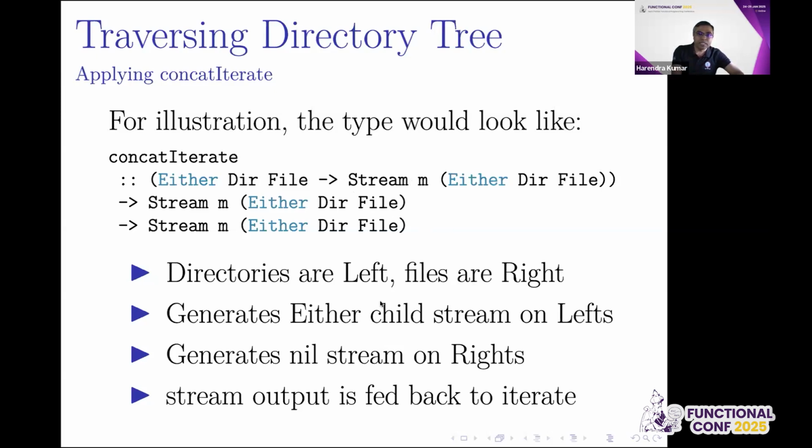This function here generates a child stream on the left nodes. The left constructor of Either is a directory, so it will generate a child stream. And for the right constructor, it will generate a nil stream because files can't be traversed. Now the stream output is fed back to iterate, and it keeps on iterating over the entire stream.